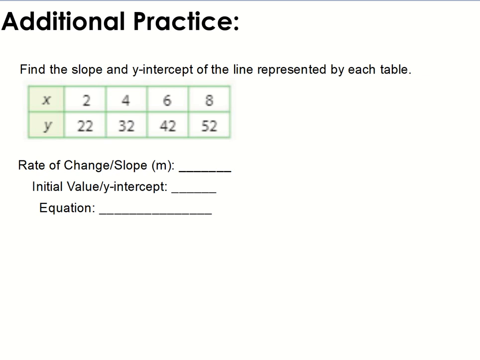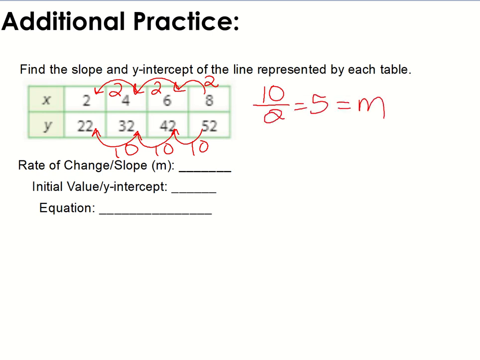Alrighty, so here's another table. So we're going to do it again. So first thing I'm going to do is find my slope. So I'm going to subtract here, gets me 2, 2, 2. And then I'm going to subtract here, I get 10, 10, 10. Remember, it's always the y's over the x's. So it's 10 over 2, which is 5. That gets me my slope. So that goes here. Again, we don't have our initial value. See how it doesn't say 0 on my x? That's what I'm looking for, is when there's a 0 on my x. And since there is no 0, I got to go find it.